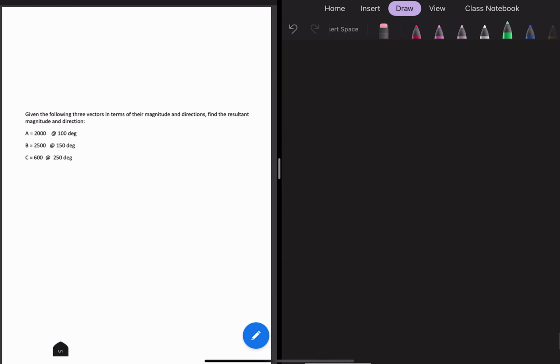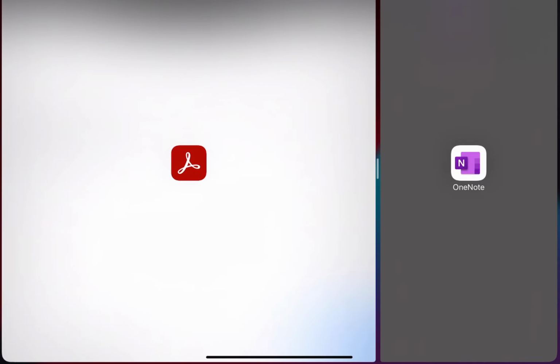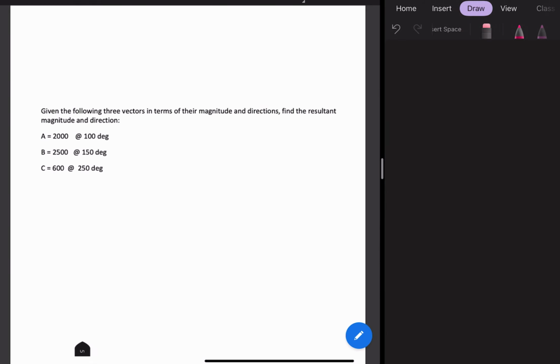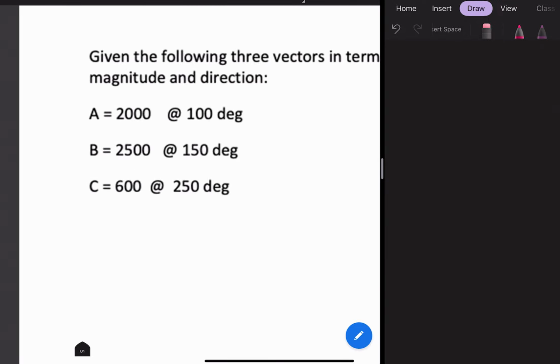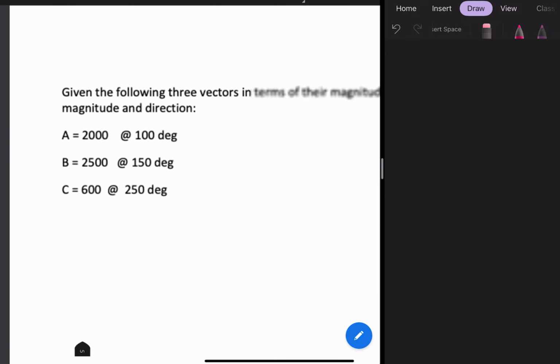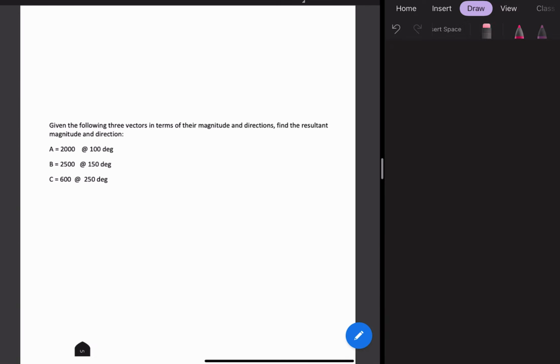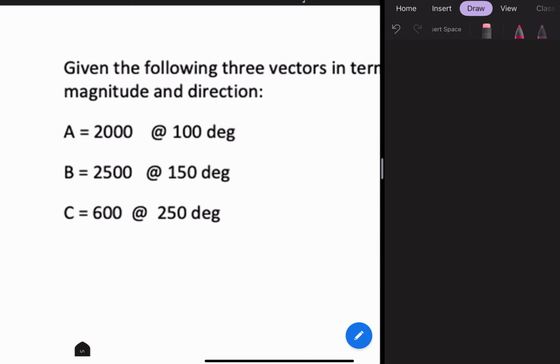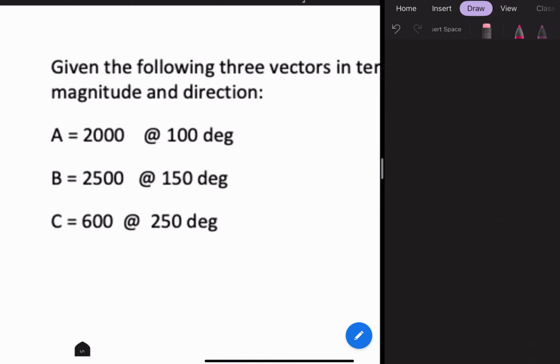So now let's try this one. This is another vector question. Here it says, given the following three vectors in terms of their magnitudes and directions, find the resultant magnitude and direction. Vector A has a magnitude of 2000 directed at 100 degrees. Vector B has a magnitude of 2500 directed at 150 degrees. And vector C has a magnitude of 600 directed at 250 degrees. And we want to add these vectors together to find their resulting magnitude and direction.